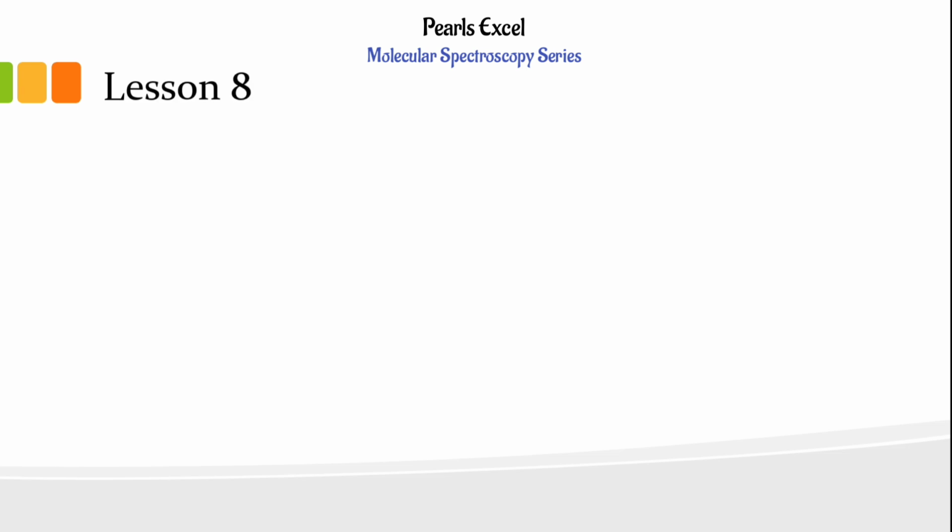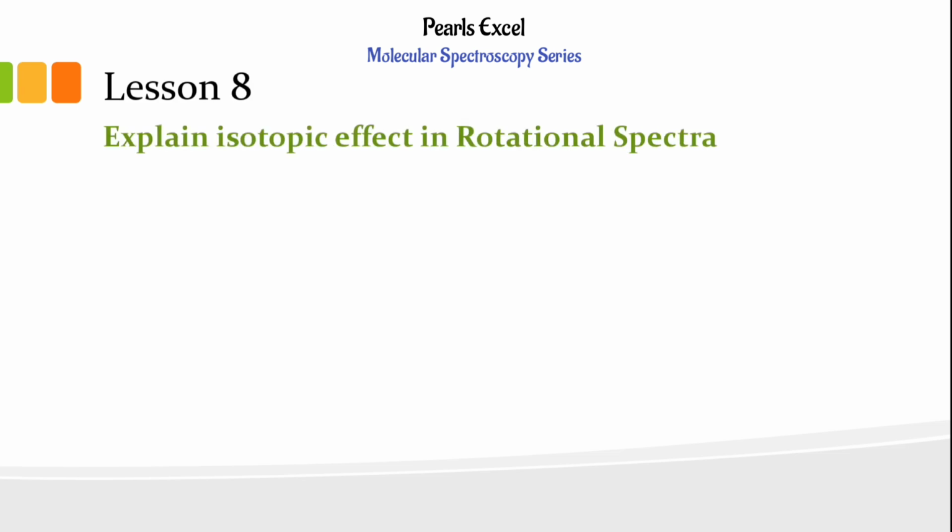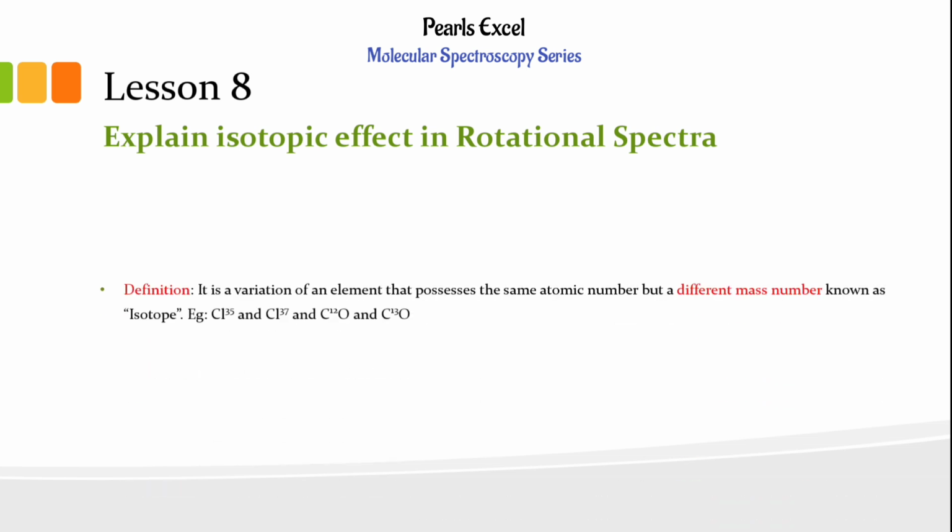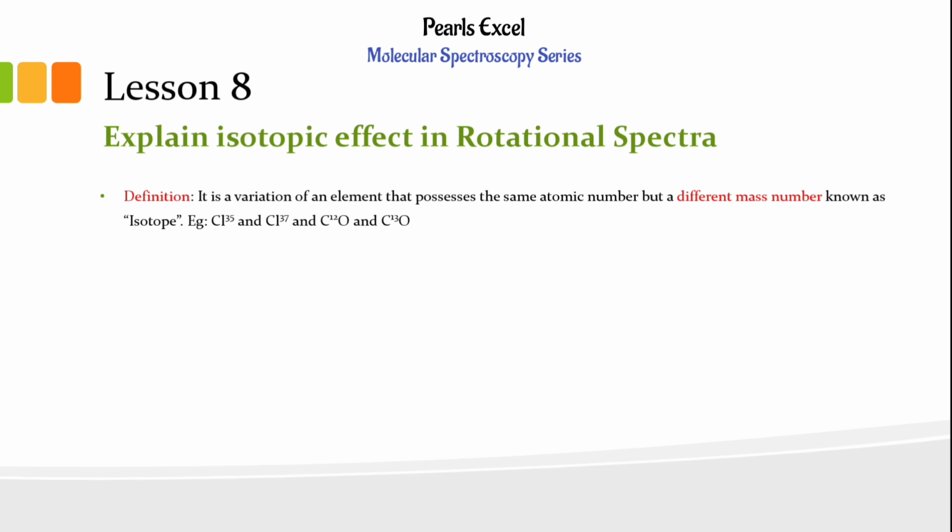Today we'll start with lesson number 8, that is, explain isotopic effect in rotational spectra. Before we start with this, let's understand the term isotope. Definition: it is a variation of an element that possesses the same atomic number but a different mass number, known as an isotope. For example, chlorine and carbon having different atomic mass numbers.